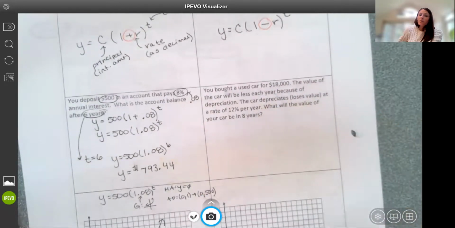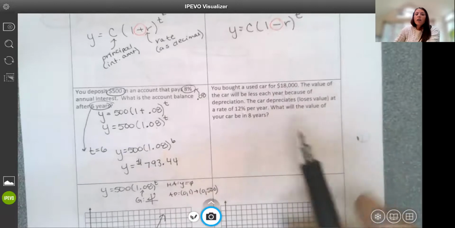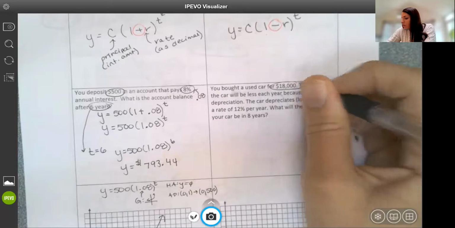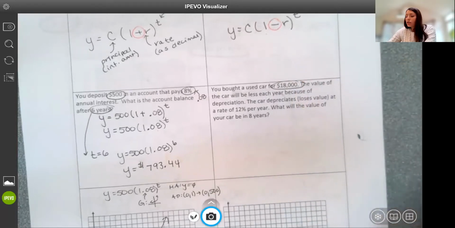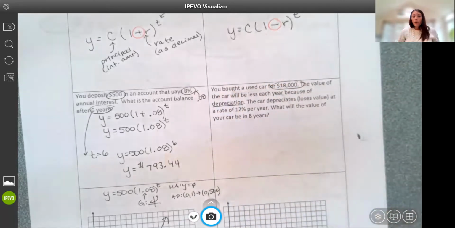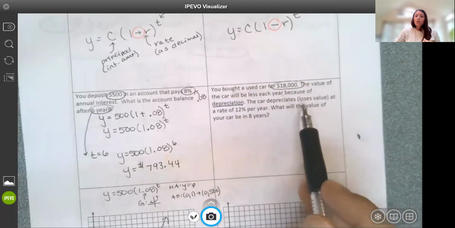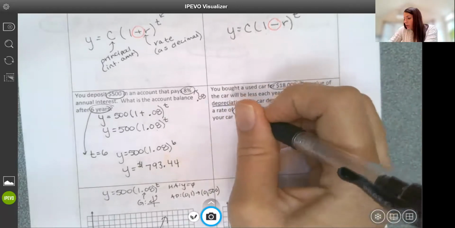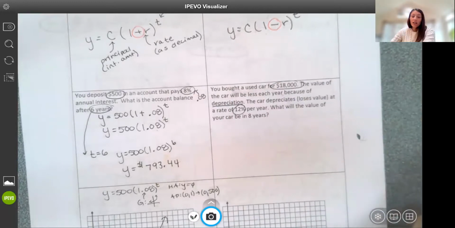Now, a great example of exponential decay is purchasing a car. So you buy a used car for $18,000. The value of the car will be less each year because of depreciation. So this is a good word to know. Depreciation means losing value. So many times in exponential decay word problems, they say it depreciates at that rate. So in the next sentence, you see that depreciates, loses value. So that's a vocabulary word you need to know. The car depreciates at a rate of 12% per year. What will the value of your car be in 8 years?